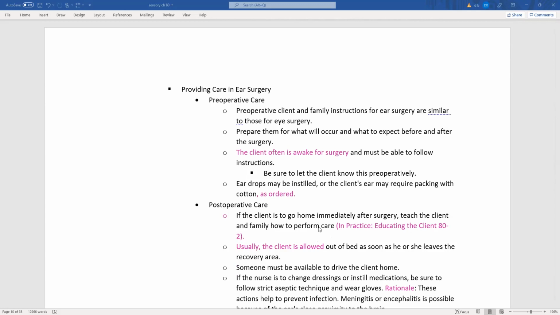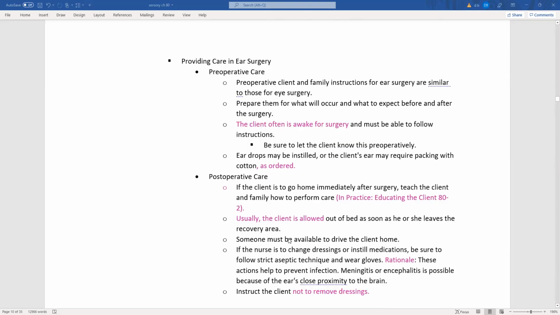Immediately after surgery, we want to teach the client and the family how to perform care. Now we did that in the preoperative care, but we're going to remind them again in postoperative care, but we're not going to overload them. This is just a follow-up and a reminder. Usually the client is allowed out of bed as soon as he or she leaves the recovery room. Someone must be available to drive them home. No, they can't drive home by themselves.